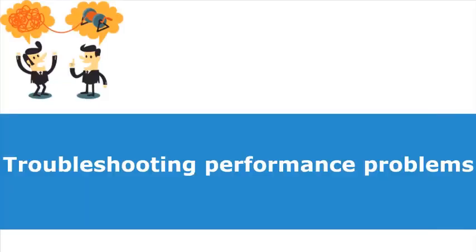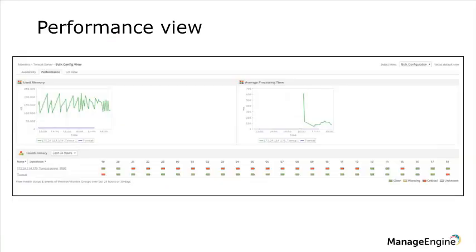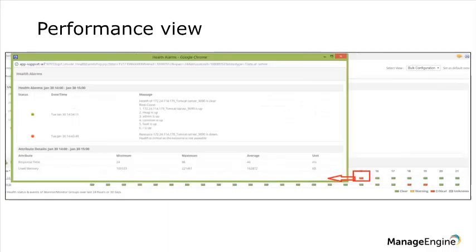With this, let's jump into the first topic of our agenda, which is to identify and troubleshoot performance problems. Applications Manager helps IT admins by providing a performance view of the applications that are being monitored. For example, under bulk configuration view, you can find the performance tab where the hourly health information of the monitors is present. Not only that, if you click on one of the hourly data, you will be able to find the reason why the monitor was in critical state, along with other attributes that are being monitored.